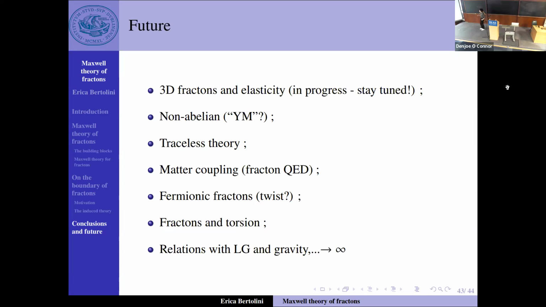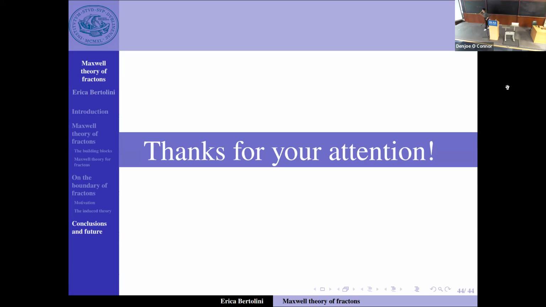Well, thinking of Maxwell theory, one can think of a non-abelian extension of the models, or Yang-Mills-like theory. One can study the traceless model also in 4 space-time dimensions, and think about a matter complex with scalars or fermions or whatever, something like a fracton 2D. Thinking about fermionic fractons, so again, what we were discussing before, a relation between fractons and torsion, and all the other connections with linearized gravity and gravity itself. And yeah, here I stop.